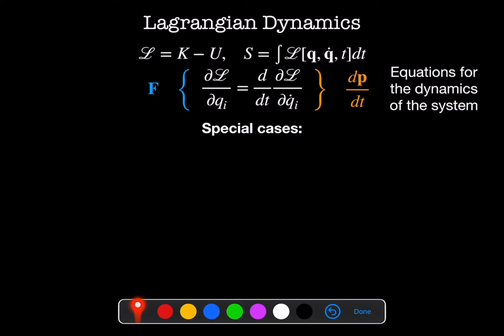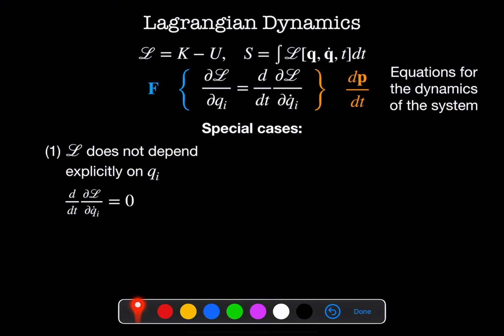Here are a couple of special cases that'll save you some time when you're integrating different systems. Imagine that the Lagrangian does not depend explicitly on q_i. That tells me that this first term here, dL by dq_i, is equal to 0. So d by dt of dL by dq_i dot is equal to 0, or dL by dq_i dot is a constant.